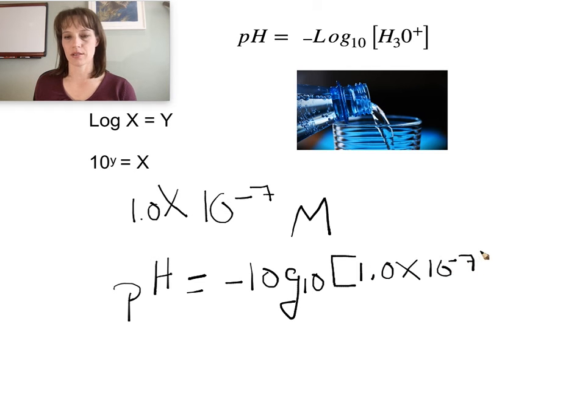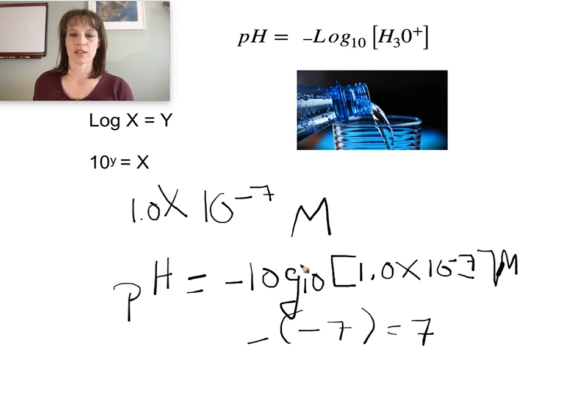So this is quite easy. The log base 10 then, with just using a 1, that calculation is negative 7, pH 7. So that's exactly how they calculate the pH of pure water.